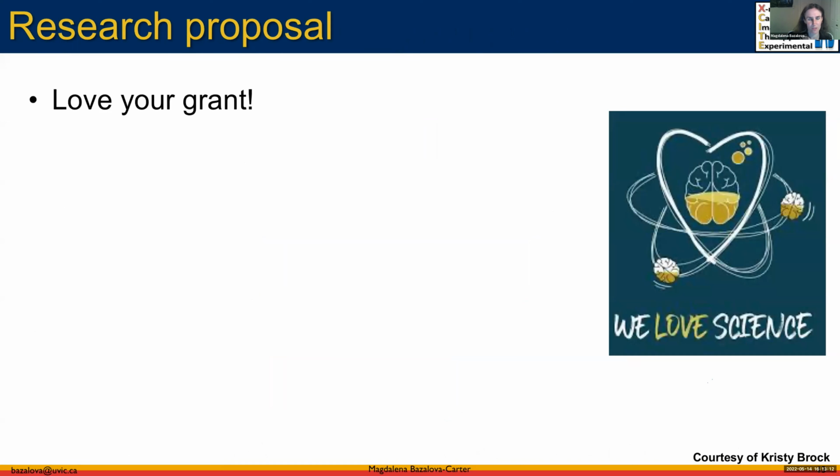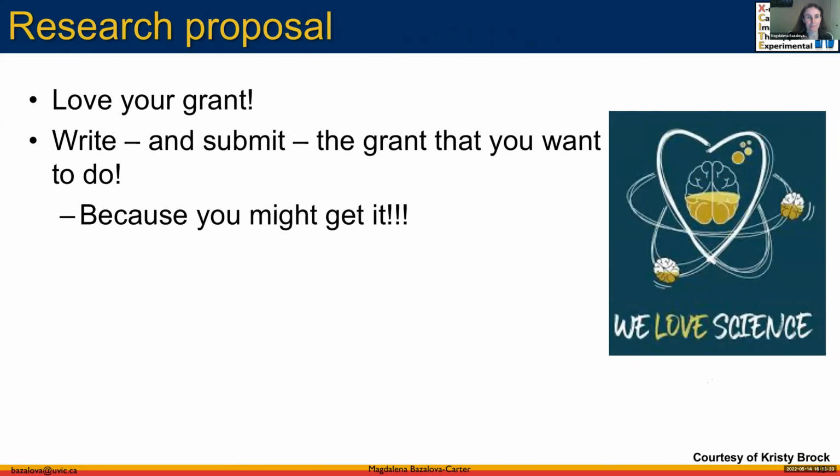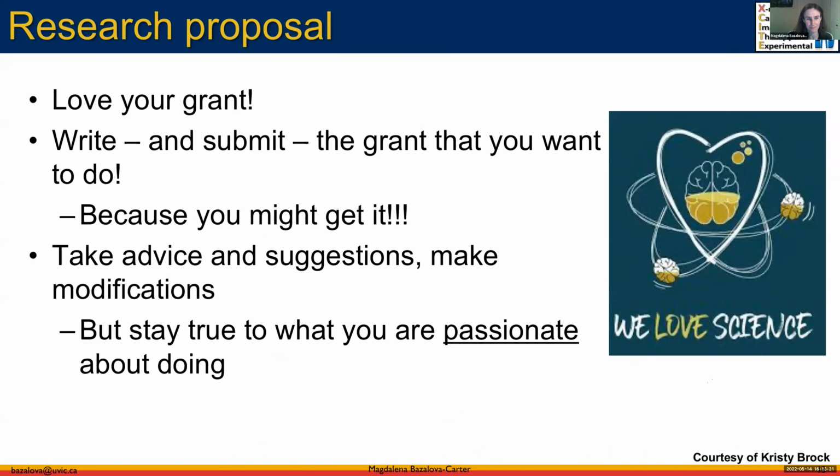So how about your research proposal? You have to love your grant. And if you love it, I guarantee you it's going to show in the writing. You need to write and submit the grant that you want to do, because guess what? You might actually get it and you will be stuck doing the work. So make sure that this is the work that you want to be doing.